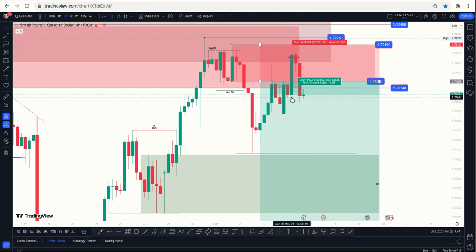It closed with an evening star, and this closed below. Even this is powerful, but this shows a much respected reaction from the supply zone. So it furthermore confirms that there's a lot more supply in this area, and price is going to react to that supply.